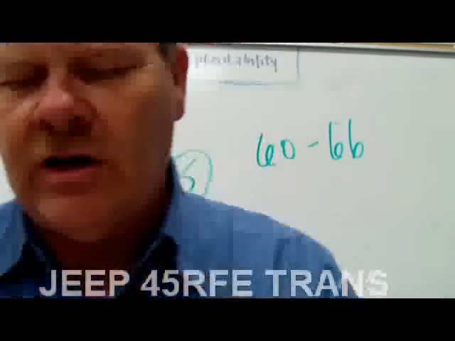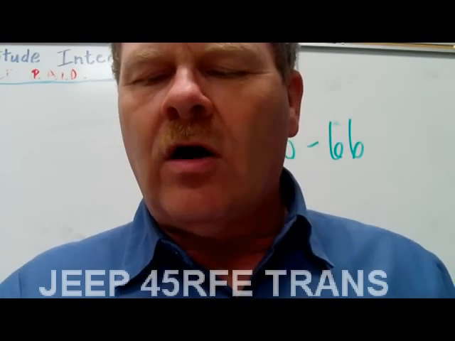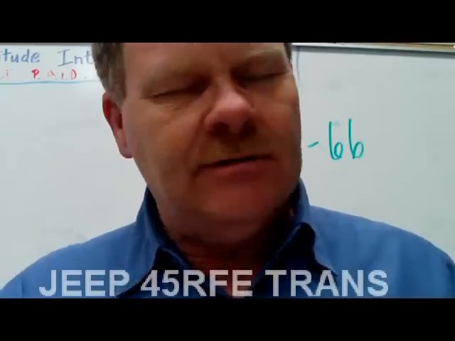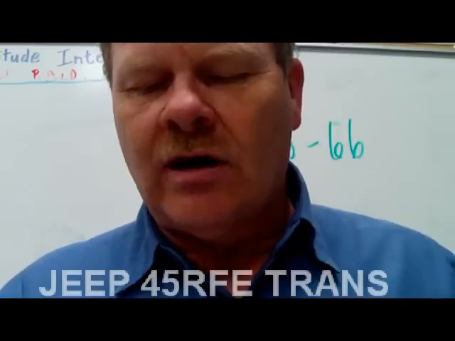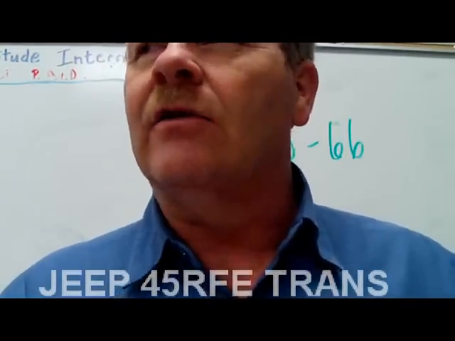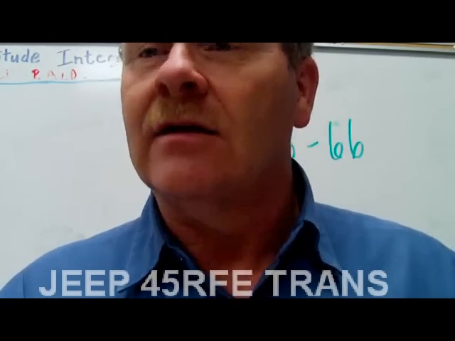So what is this for? You asked what the numbers meant. Let's talk about what the numbers mean. On this 4RFE, we're going to talk about 4 forward speeds. That's what the first 4 is. 5 is the relative torque capacity. R is rear wheel drive, and FE is fully electronic controlled. That's what 4RFE stands for on this particular transmission.